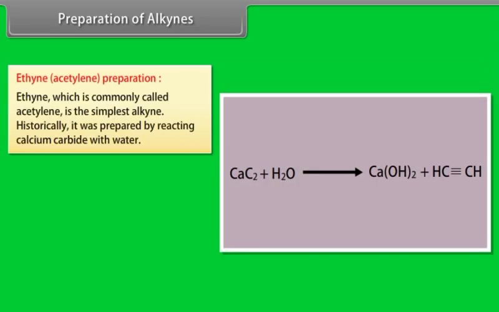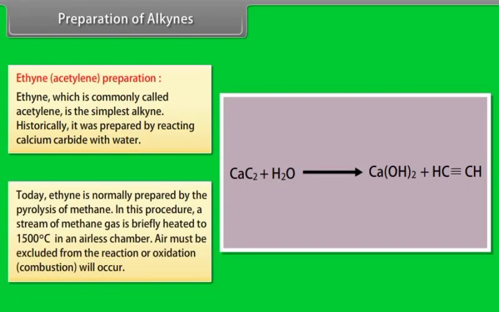Ethyne, acetylene preparation. Ethyne, which is commonly called acetylene, is the simplest alkyne. Historically, it was prepared by reacting calcium carbide with water. Today, ethyne is normally prepared by the pyrolysis of methane. In this procedure, a stream of methane gas is briefly heated to 1500 degrees centigrade in an airless chamber. Air must be excluded from the reaction or oxidation combustion will occur.